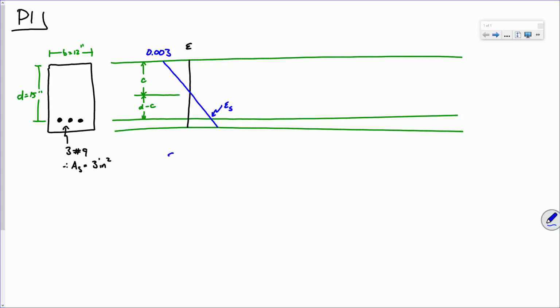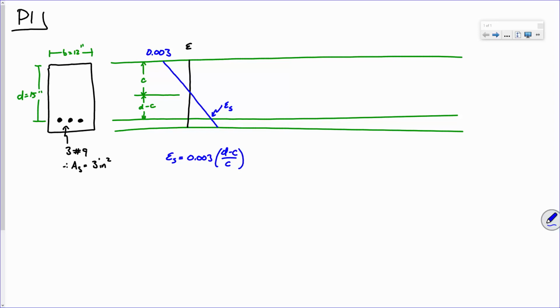Remember, we would calculate the strain in the steel by saying 0.003 times D minus C over C. Now, is that familiar? That should be familiar. And we came up with that by recognizing that maximum strain was 0.003 in the concrete. Just think about it like this. 0.003 is to C as whatever this strain is to D minus C, right? And then that's how we came up with that equation. All right. Sound good? Now, that is our strain profile.